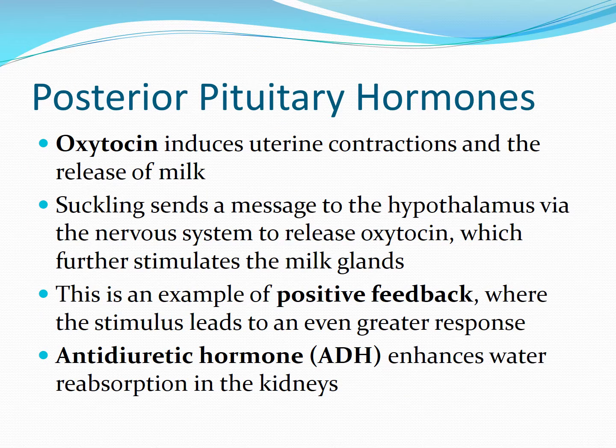We're going to talk about most of these hormones tomorrow, but I do want to talk about two of them today. So the two that are made by the posterior pituitary would be oxytocin. Oxytocin is going to induce uterine contractions, and it helps with the release of the milk. The suckling, so the baby trying to drink the milk, sends a message to the hypothalamus via the nervous system, and that causes the release of the oxytocin. Oxytocin then stimulates the milk glands to further release the milk. So this is an example of the feedback loop, which allows an even greater response.